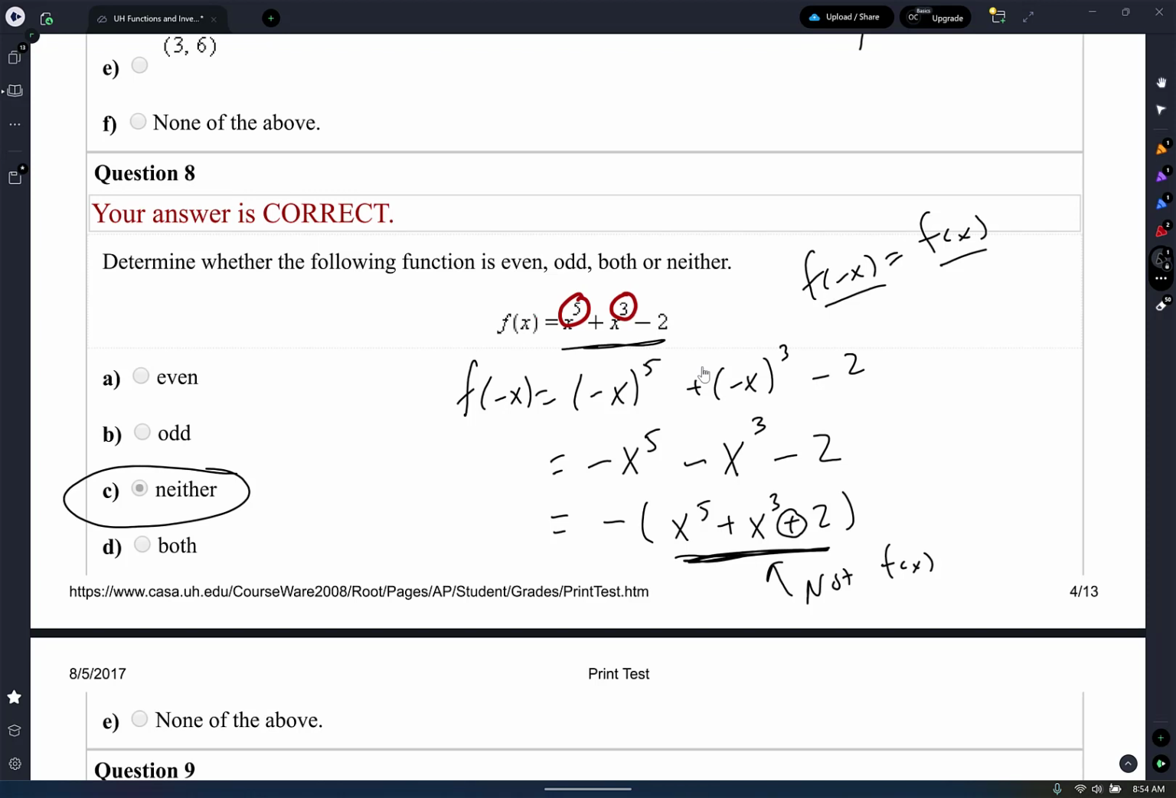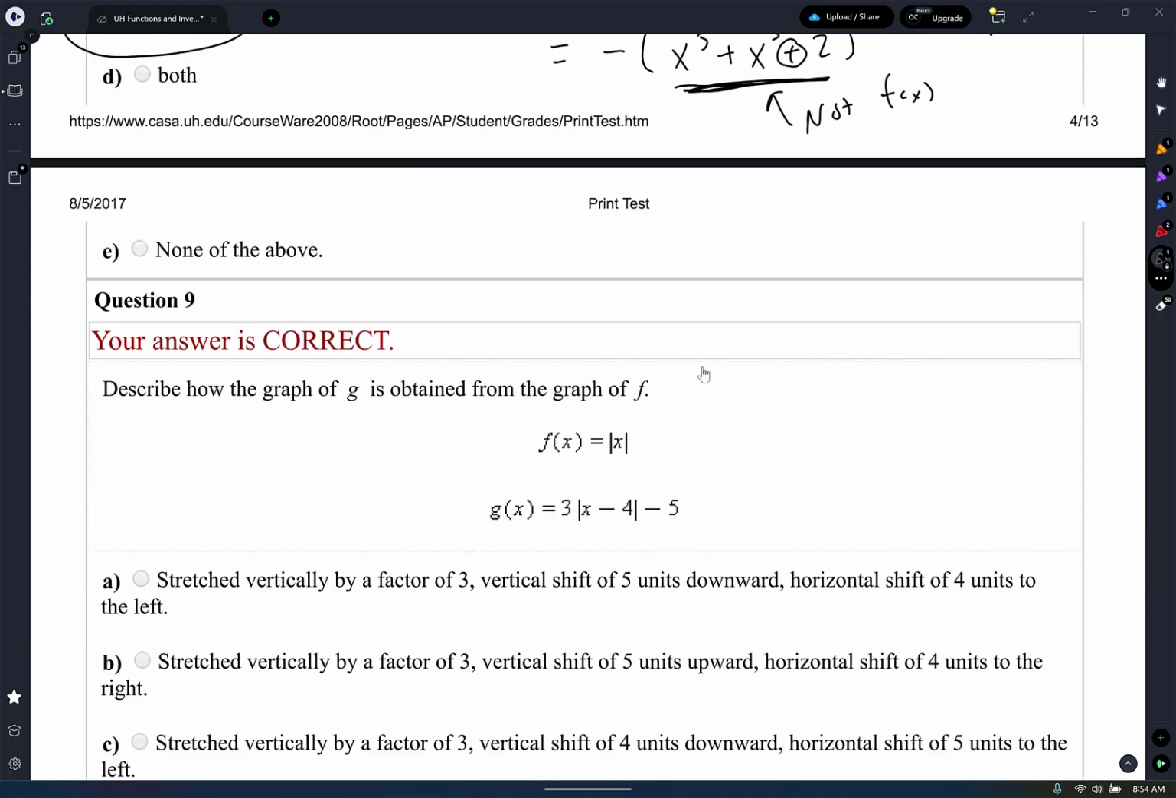Does that make sense? Yeah, if we would have had this situation, if we would have had negative parentheses x to the 5th plus x squared minus 2, this is f of x. So if we would have had this, then it would have been odd. But we don't have that. Cool? Okay. All right, let's go to the next one, guys.